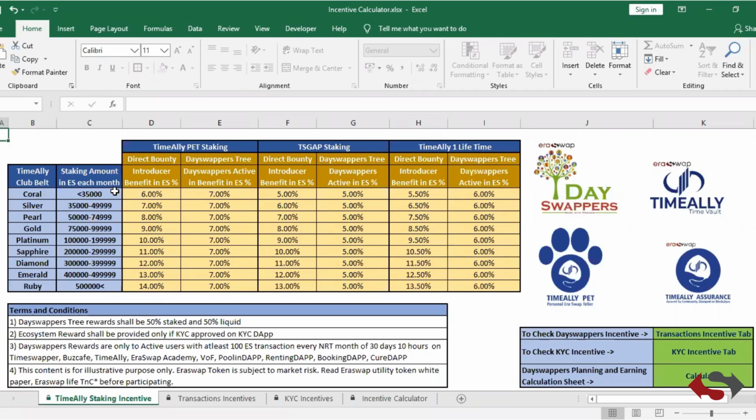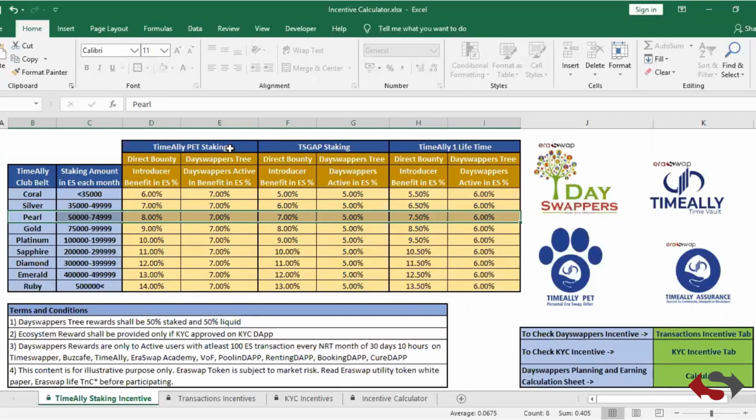Here we will calculate how much your directs have staked in either of the plans. So in total, after the three plans, I'm saying that my directs have staked 20,000 in each plan. So in total I will get a staking amount of 60,000, which falls in this category. According to the Pearl, I shall be getting this belt. I shall be getting the TimeAlly Club belt of Pearl, and according to that, I get rewards according to this flag. So the greater the staking you do, the greater is your TimeAlly belt, and greater will be your reward.